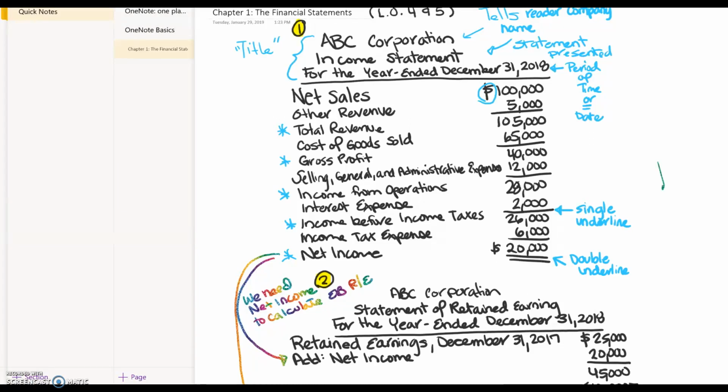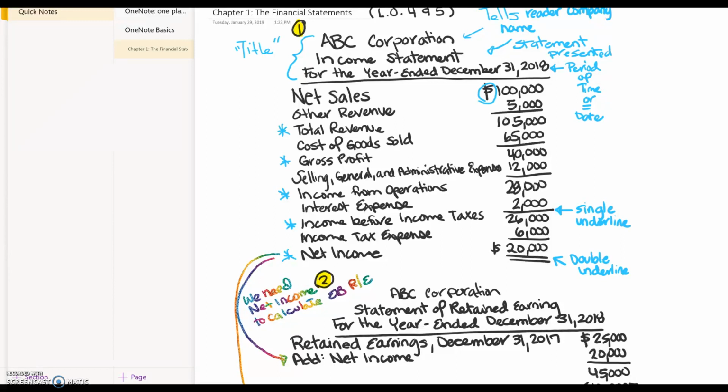I'm just here to talk to you about the financial statements and the relationship of the four financial statements. So this is from Learning Objective 4 and 5 in the textbook. What I've done is I've made up a fictitious company, ABC Corporation, and we're looking at the financial statements. Year-end date is December 31st, 2018.